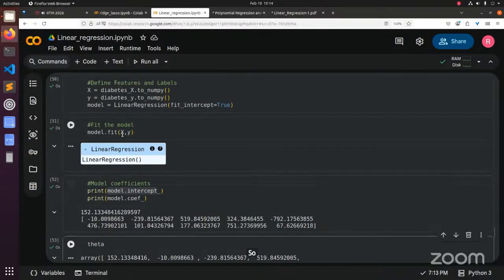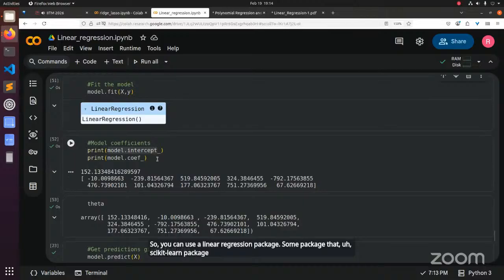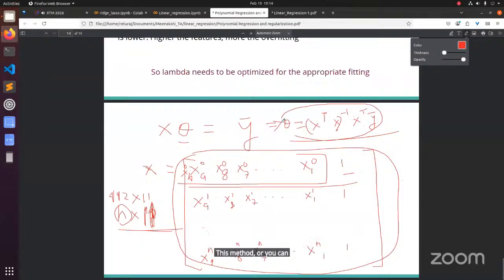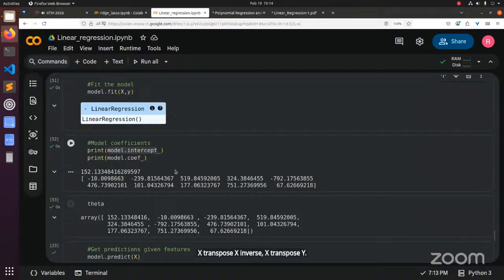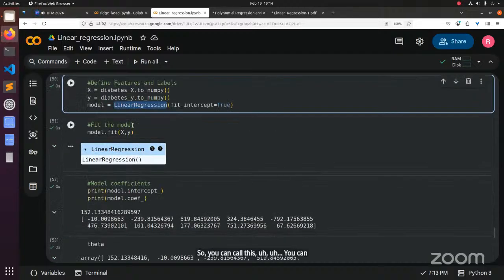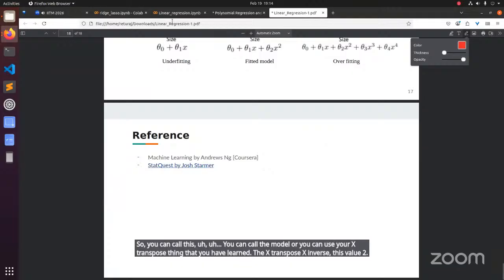So you can use a linear regression package, like the scikit-learn package, or you can use the method that we learned, X transpose X inverse X transpose Y. You get the same theta value. Correct? Everyone is with me? Okay, so you can call the model, or you can use the X transpose X inverse formula that you have learned. Both will give you the same answer.